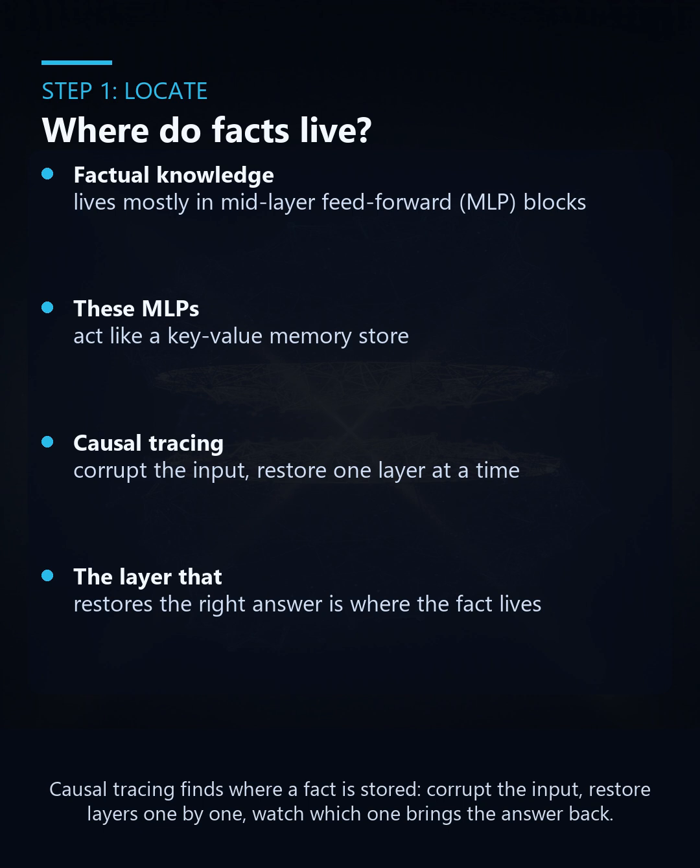To edit a fact, you first have to find it. Researchers discovered that factual knowledge tends to live in the feed-forward layers in the middle of the network, which behave like a key-value memory. A technique called causal tracing pinpoints them. You corrupt the input, then restore one layer at a time and watch which layer brings the correct answer back. That layer is where the fact is stored, and that is exactly where we will operate.